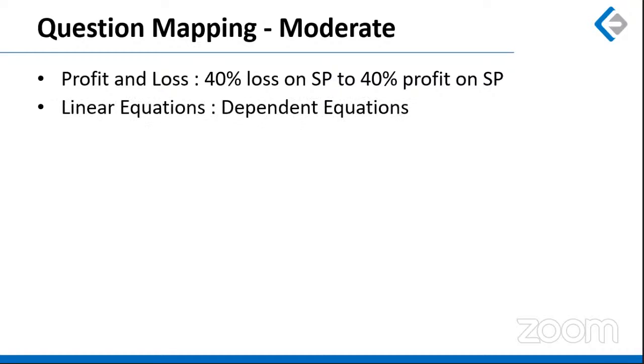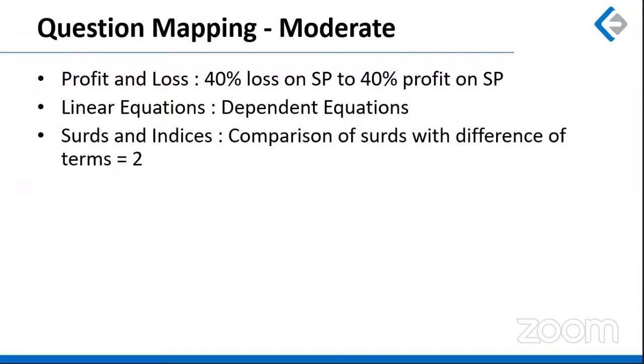A question based on dependent equations was given. Here we had to find out the total cost of a certain number of apples, mangoes, and bananas. By now you should be familiar with such questions: we have to multiply the first equation with K1, the second with K2, and get the required values of K1 and K2.